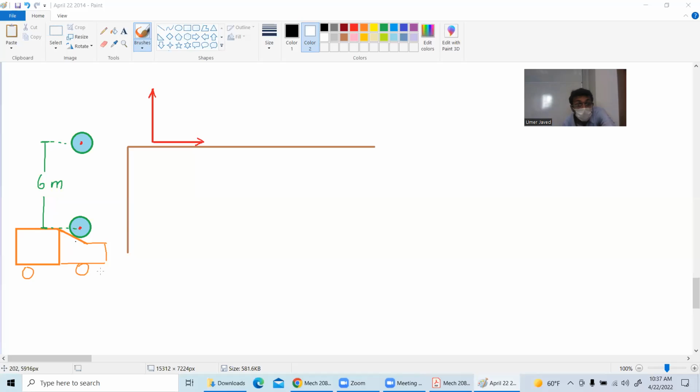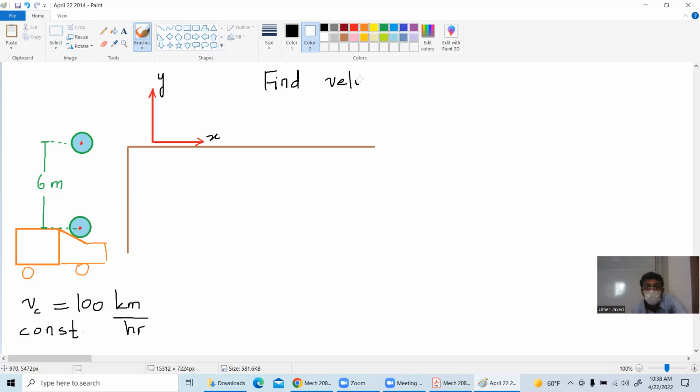Okay. So the question says that, Salam, if VC is equal to 100 kilometers per hour, and the velocity is constant, then find the velocity of drop relative to car.